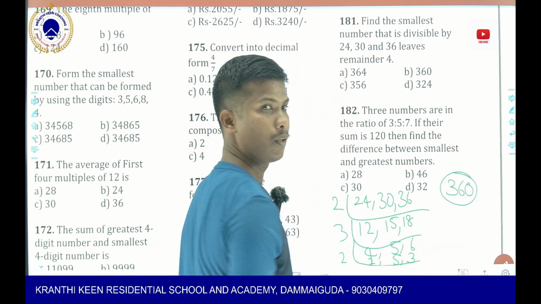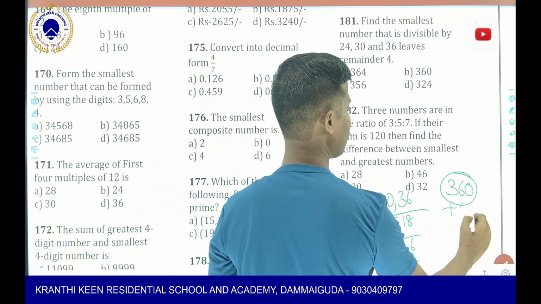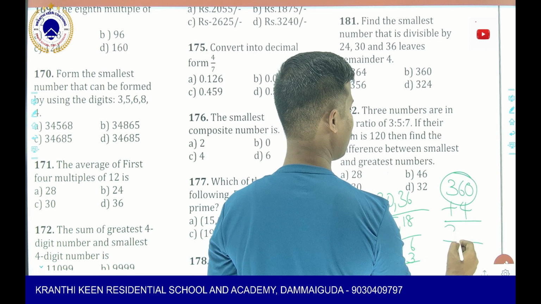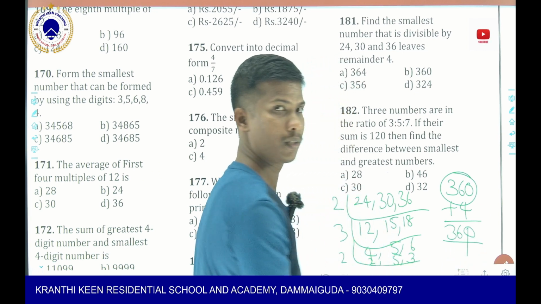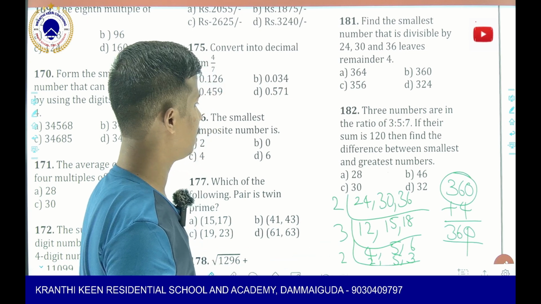But what we need? Not 360. You have to get the remainder 4. Therefore, add the 4. To get the remainder 4, just add 4. Add that 4 to the LCM, you'll get the answer.